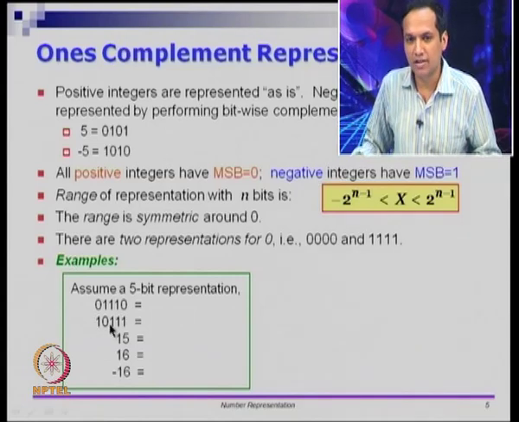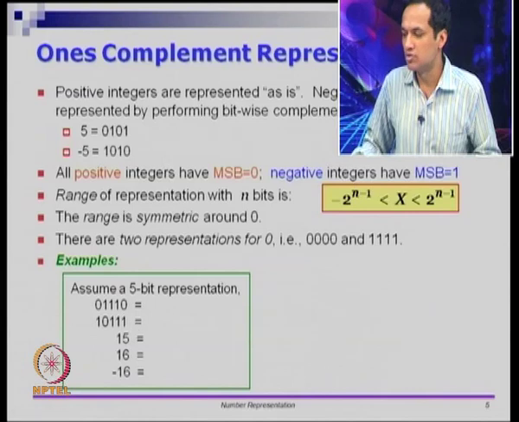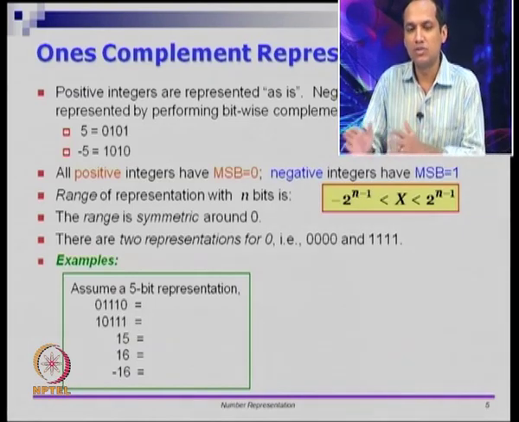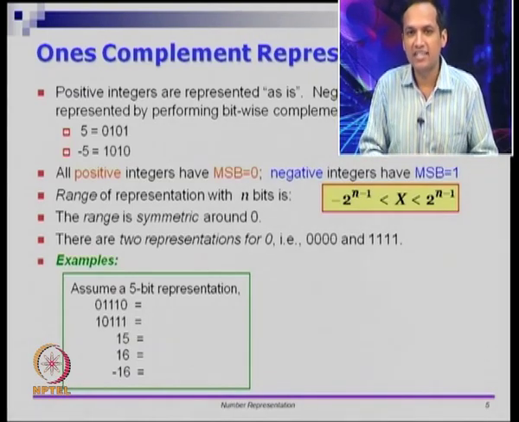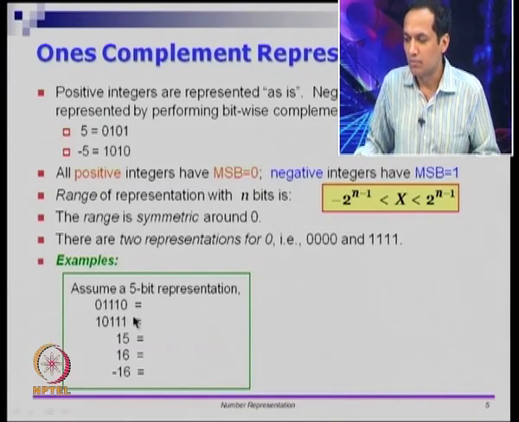Let us look at this number here, 10111. 10111 stands for a negative number because this is 1, and so if I take 10111 and flip all the bits, it is 01000. If you interpret 01000 as an unsigned binary number, it is 8. So, my answer to this question is minus 8. The first one is plus 14, the second one is minus 8.